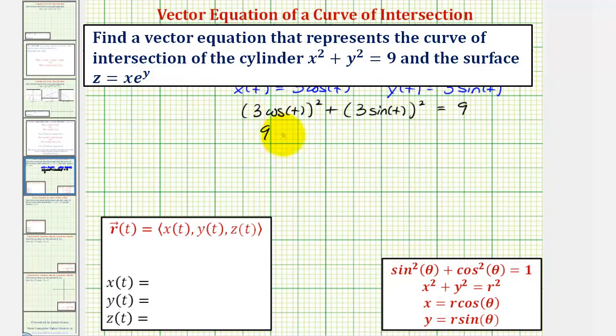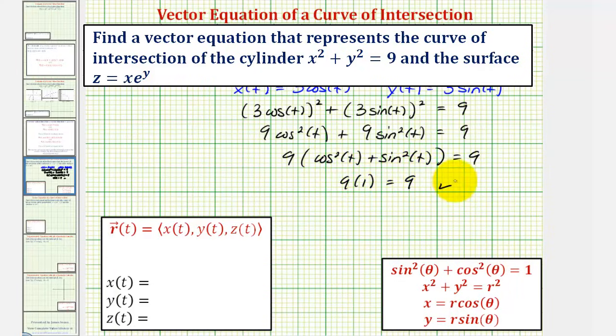So here we'd have 9 cosine squared t plus 9 sine squared t equals 9. If we factor out the 9 here, we have 9 times the quantity cosine squared t plus sine squared t equals 9. Well, we know cosine squared t plus sine squared t equals 1, so we have 9 times 1, which does equal 9, verifying x of t and y of t do satisfy the equation of the cylinder. So let's go ahead and write those down. We have x of t equals 3 cosine t and y of t equals 3 sine t.